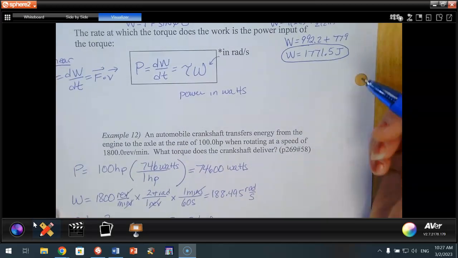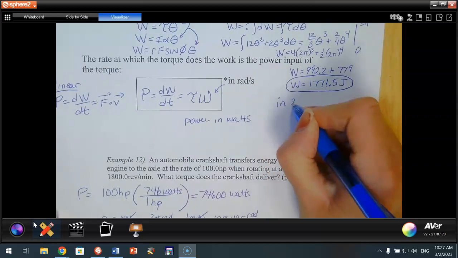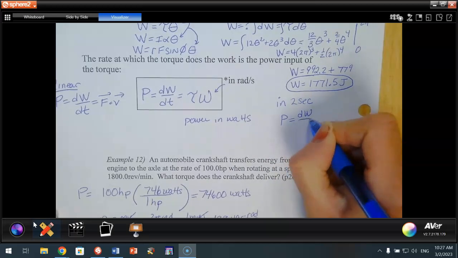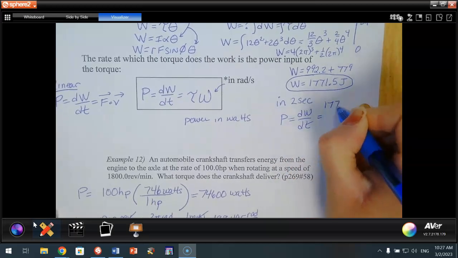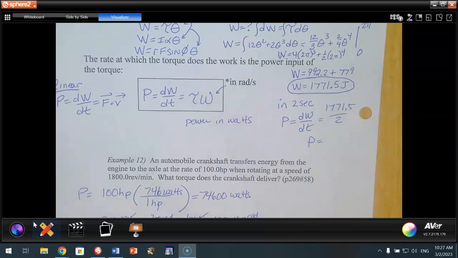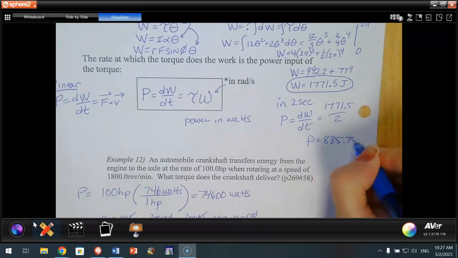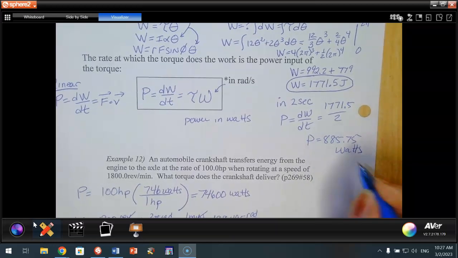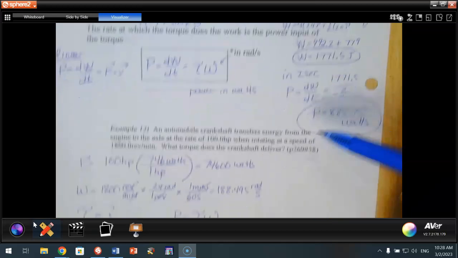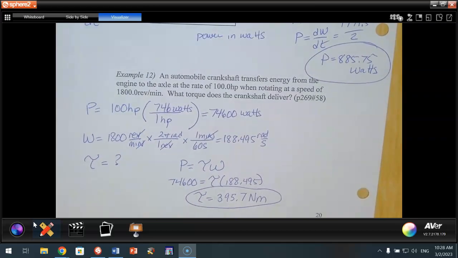Up here, on a problem like the example up above, if we said we did this in 2 seconds, then the power would just be the work over the time, which would be 1771.5 over 2, and I end up getting 885.75 watts. So power could be done either the way that we did it with linear motion, or it could be done this new way with torque and angular speed. So there's a worksheet that you're going to do that's related to this.